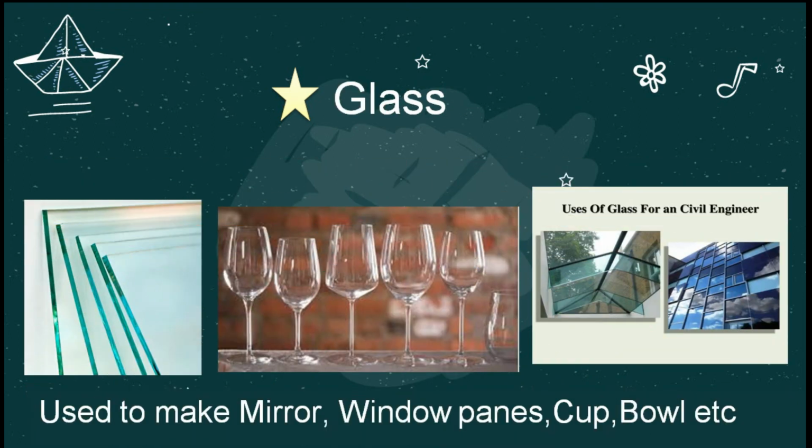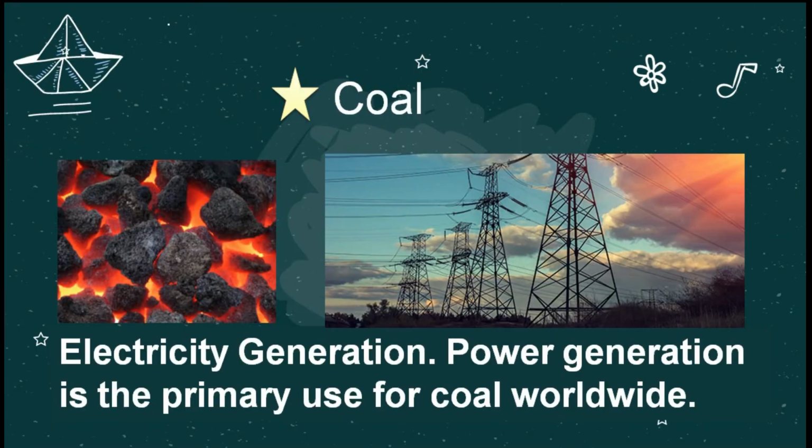Glass, used to make mirrors, windows, pans, cups, bowls, etc., as you can see in the picture. Coal, electricity generation. Power generation is the primary use for coal worldwide. You understand? This is very useful.